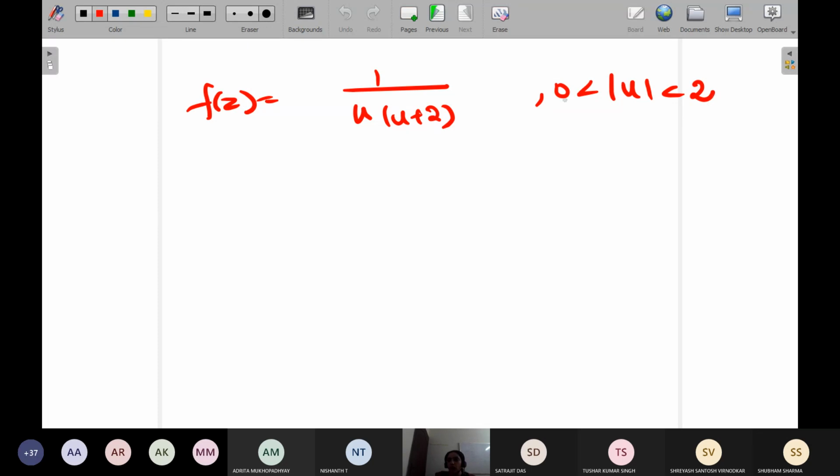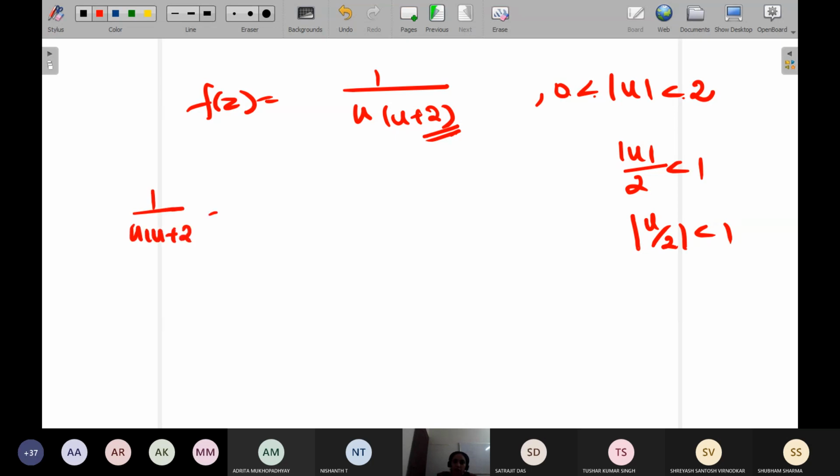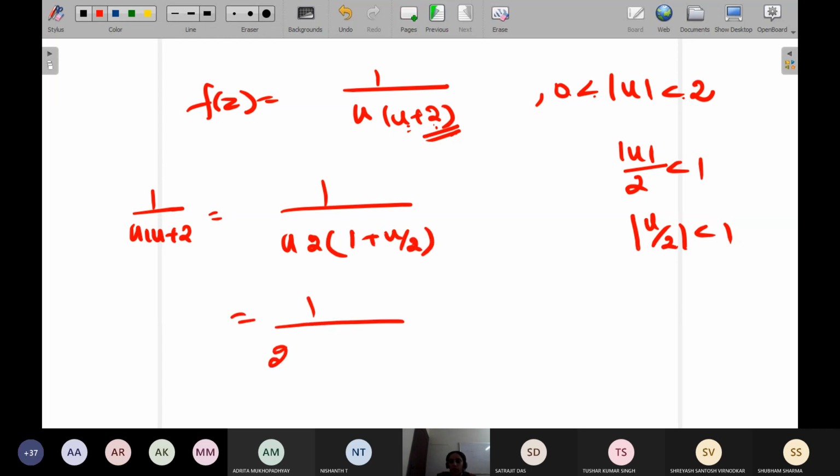Okay. Now listen. You have 0 less than mod u less than 2, so mod u by 2 is less than 1. So it is enough to expand this function in powers of u by 2; 1 by u you can retain as such. So your function 1 by u into (u plus 2) will be equal to 1 by u into, from this you can take 2 commonly outside, so you'll get 1 by (u plus 2). So this will be equal to 1 by 2u into (1 plus u by 2) whole power minus 1. I'm taking it to the numerator.